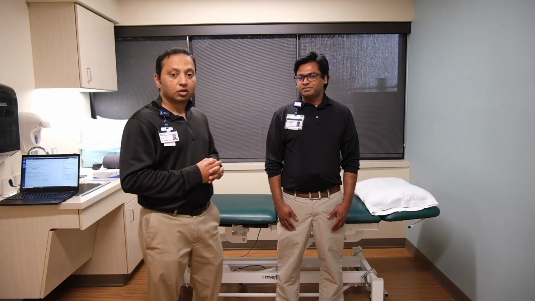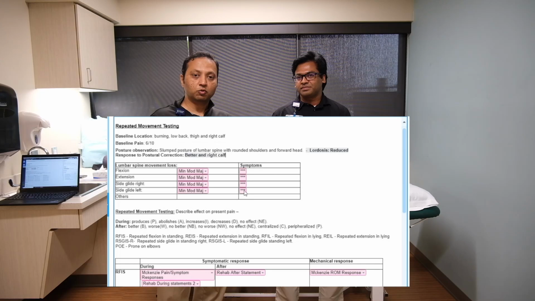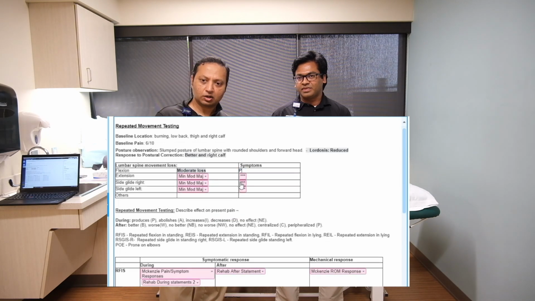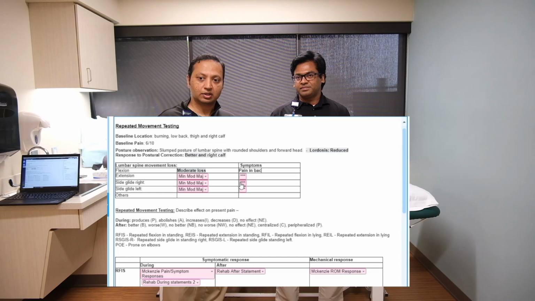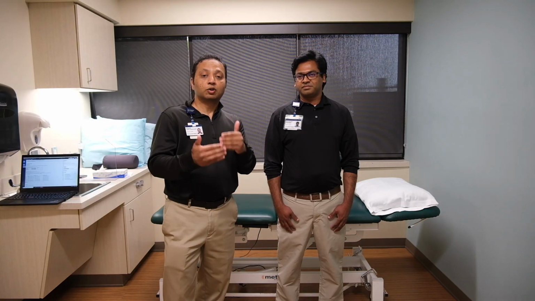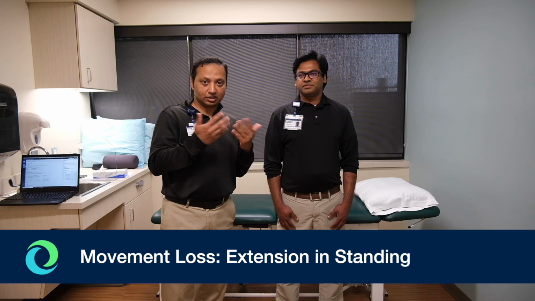Okay. So the way we would document movement loss in the SmartPhrase is for flexion, we would say moderate loss. And then under the symptoms column, we would say back and right leg. Or we can say back, right thigh, and leg. Now we're going to move on to checking extension in standing.